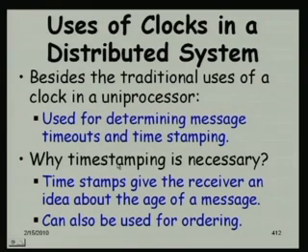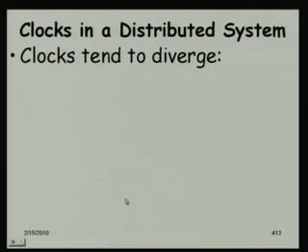But why do we need to time stamp the messages? Time stamping is done to give the receiver an idea about the age of the message when it was transmitted, so that it can be used for ordering the messages or to determine whether the message is too obsolete and should be rejected. So, typically all messages sent in a distributed system are time stamped.